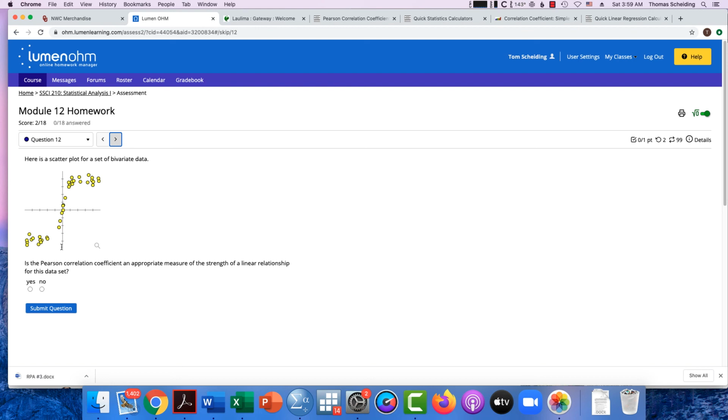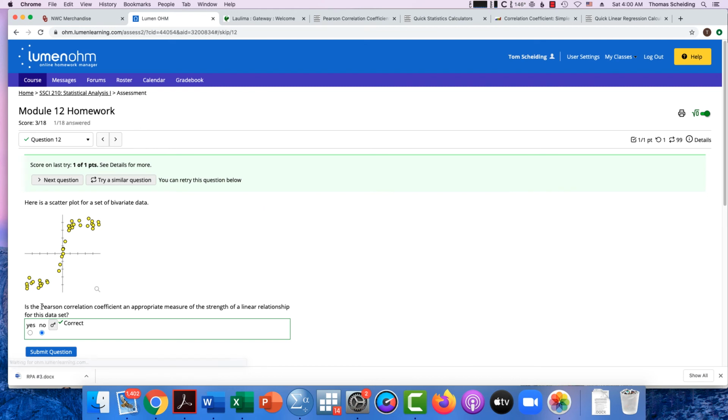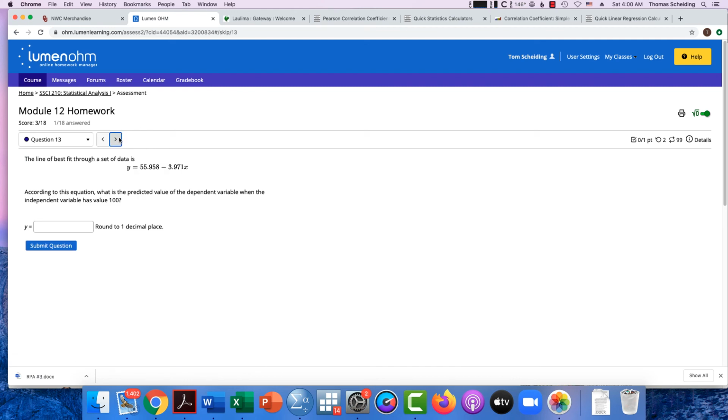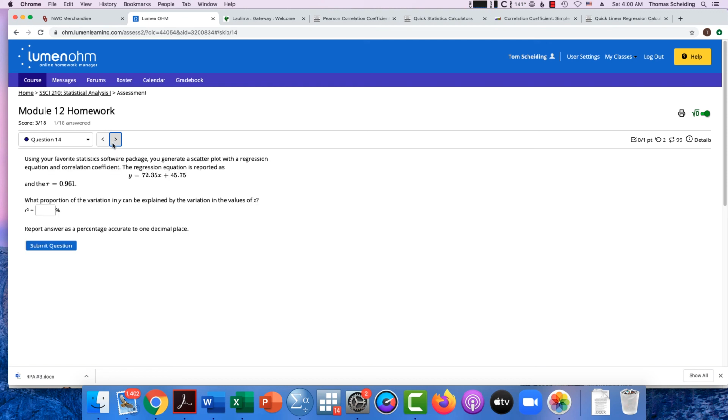You've got some bivariate data here. It's pretty messy. Certainly not linear. Is that then appropriate? Heck no. Okay, so I've got an equation again. Put that number in for x, solve for y. Who says statistics has to be hard?